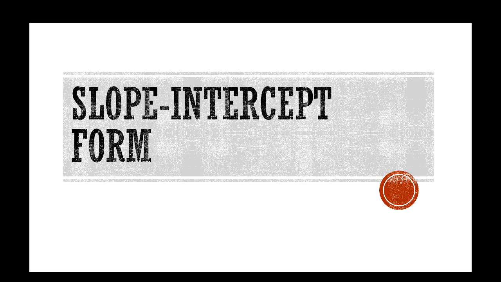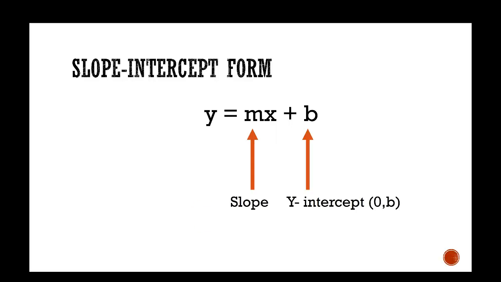This video is going to focus on slope-intercept form and how to identify it, put equations in slope-intercept form, and then graph with the slope-intercept form. So first, what is it? Slope-intercept form is y equals mx plus b.